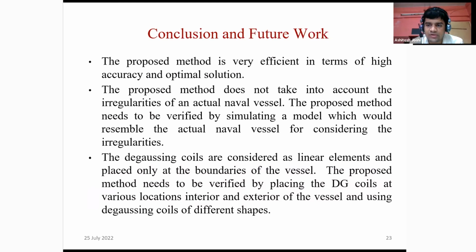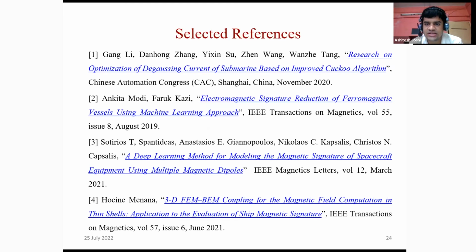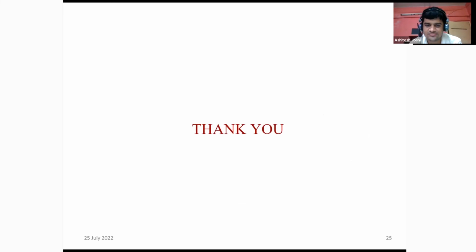One thing I would like to mention is that I have considered a cylindrical shaped vessel, but in general, these vessels have irregularities that are not considered and can be considered in future. And the second thing is the degaussing coils here are placed on the boundary of the vessel. So in future, we can try placing them inside and outside of the vessel, as well as different shapes of degaussing coils. These are some selected references which I have referred to. Yeah. Thank you.